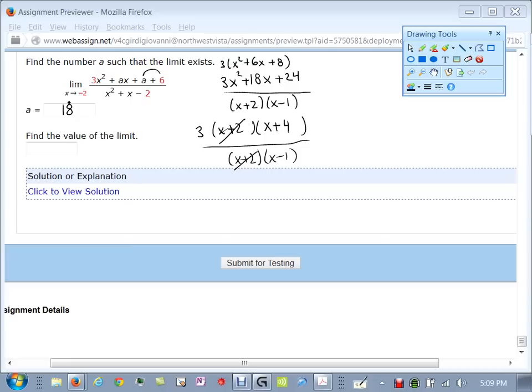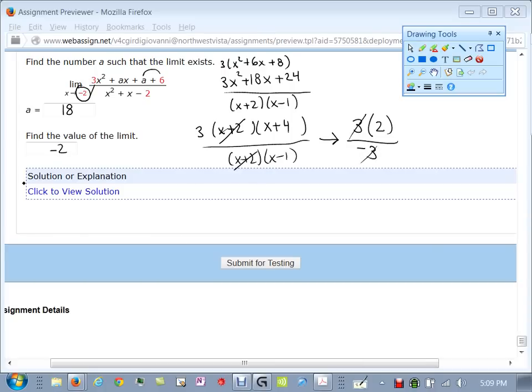And now if I let x go to negative 2, I know this is real sloppy, but up here I get 3, negative 2 goes in here. Negative 2 plus 4 is 2. Then over, negative 2 minus 1 is negative 3. These two cancel. I have a negative, so negative 2.